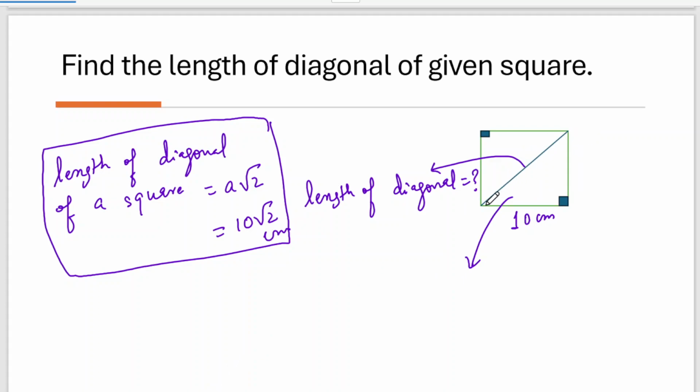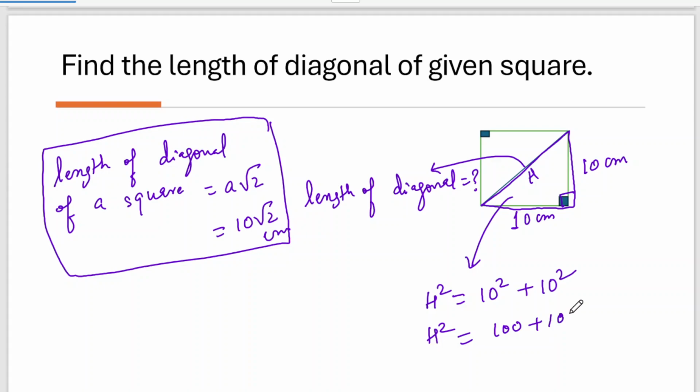See, this is your hypotenuse, this is your perpendicular, and this is your base. And here it is 90 degree. This is 10 centimeter, this is also 10 centimeter because they are sides of square. So I can easily find here h square equal to 10 square plus 10 square. Okay, I am putting it as h. Now h square equal to 100 plus 100. So h square equal to 200. h will be equal to under root 200.